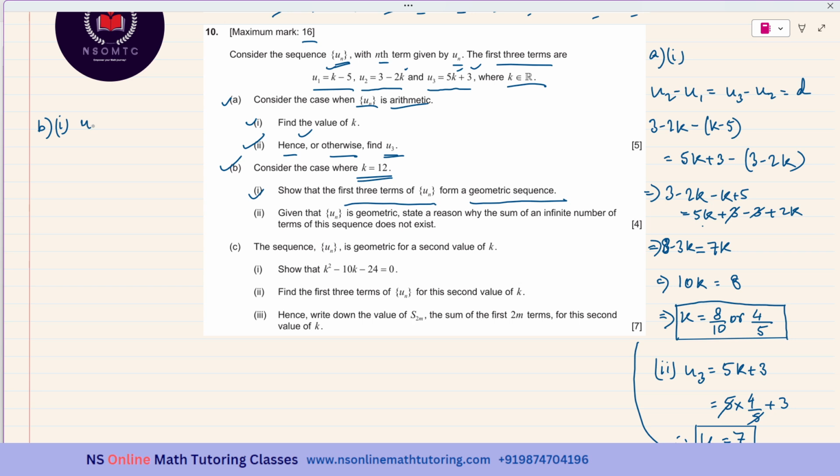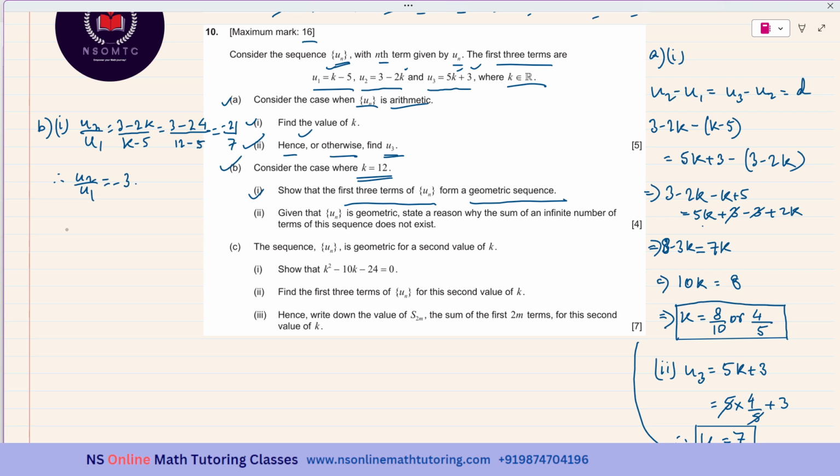So what is u2 over u1? This is equal to 3 minus 2k over k minus 5, which is 3 minus, k is 12, 2 times 12 is 24, over 12 minus 5. So this is equal to 3 minus 24, which is negative 21, over 7. Therefore u2 over u1 is equal to negative 3.